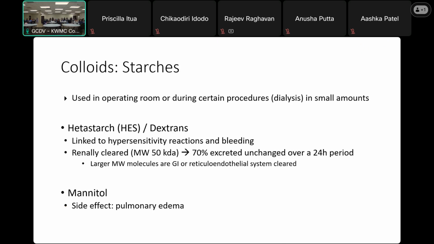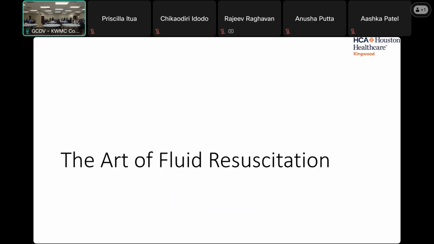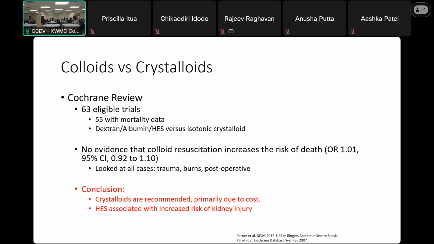Starches, I think really nobody is using starches anymore. At some point, it was available as a fluid, but again, mannitol also we don't really do too much. The big side effect of starches is pulmonary edema. Starches were linked to AIN and hypersensitivity reactions, so we stopped using starches in the last 10 years. But there are other fluids that are available as well. So I think this is mainly it. So the bottom line, crystalloids are recommended. And then we talked about starches on there.